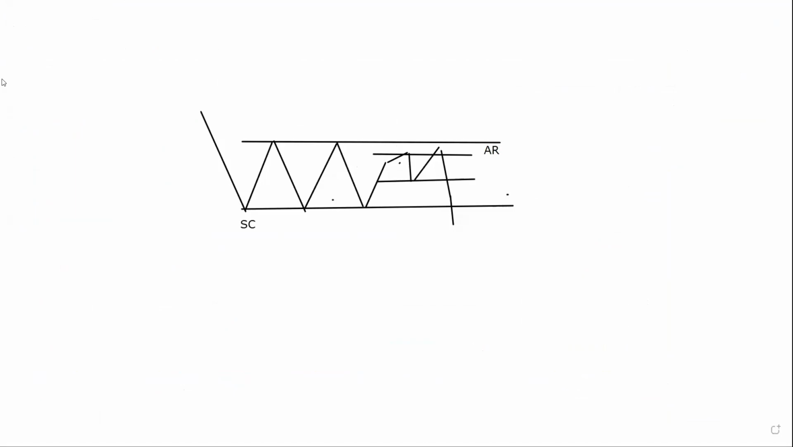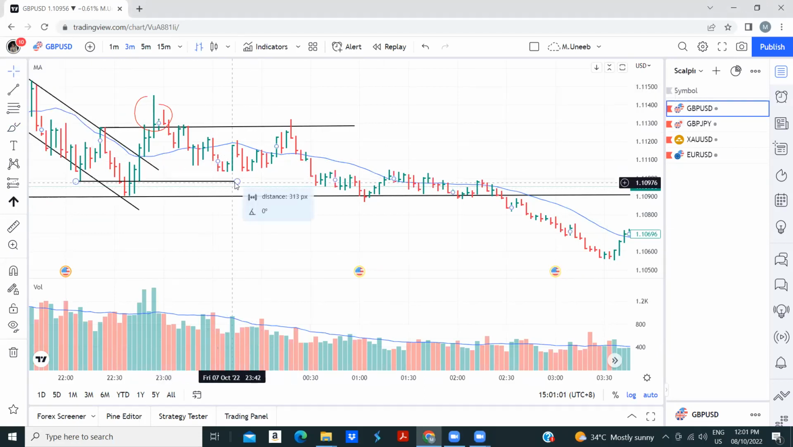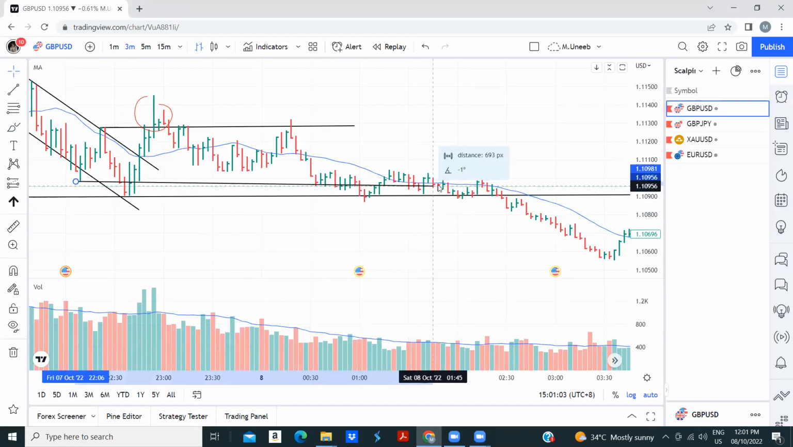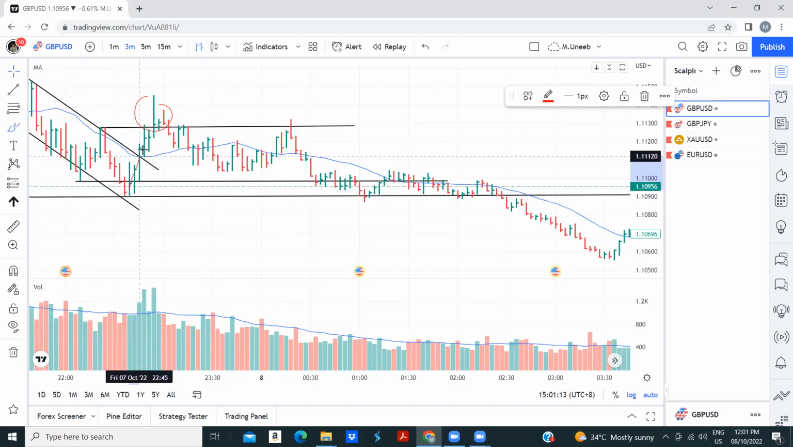For example, here. Now we were expecting the JAC. So when we are expecting the JAC move, and when the JAC move fails, then it will become what? Redistribution.